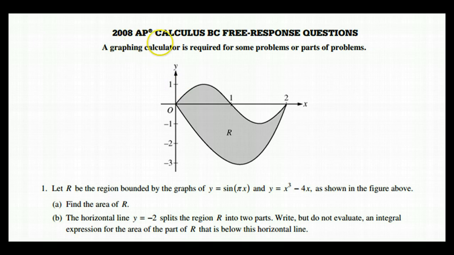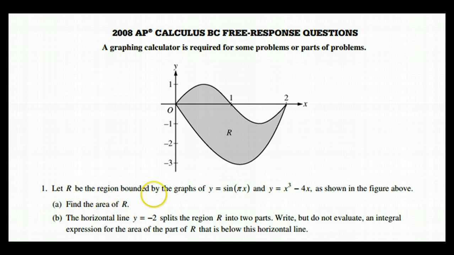So this is the 2008 AP Calculus BC free response question. And this problem here did require the use of a graphing calculator. So here's the given graph, and the question states that we're going to let R be the region bounded by the graphs of y equals sine pi x and y equals x cubed minus 4x as shown in the figure above. Part A. Find the area of R.